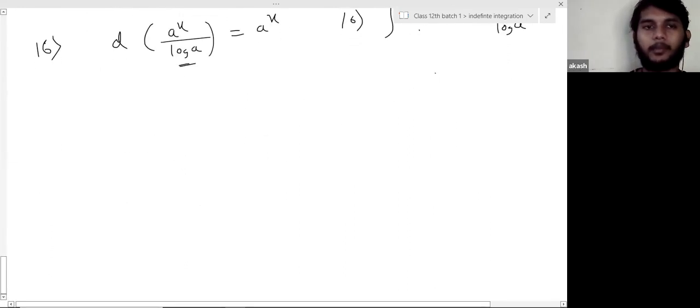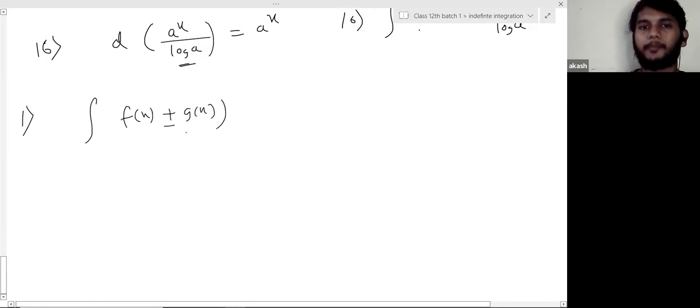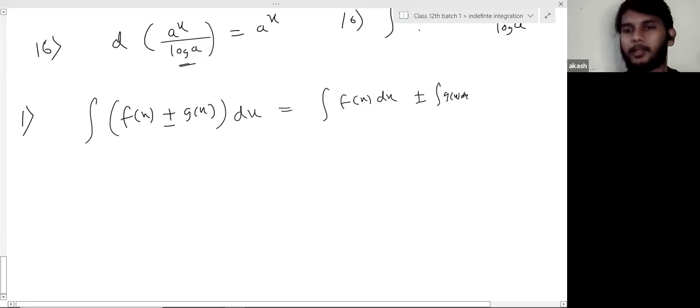A few things to note before we solve integration questions. Very simple things. If two functions are added or subtracted in integration, then you can break this down. You can do this very easily. Do not do this in multiplication or division. If two functions are added or subtracted, then you can break down. If multiplied, then we'll see how in different questions.